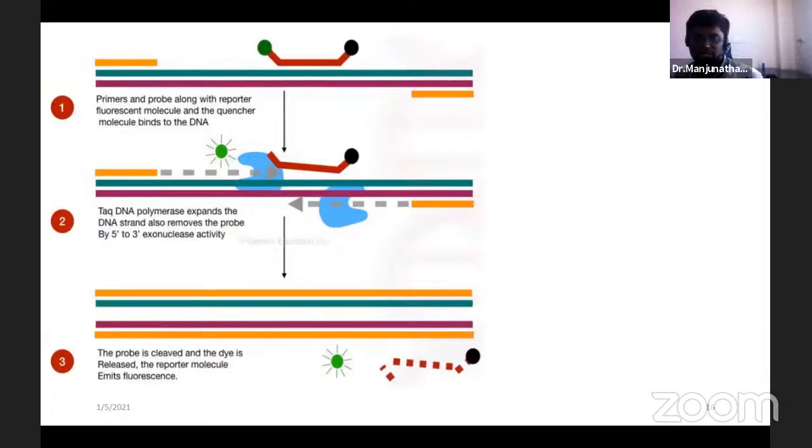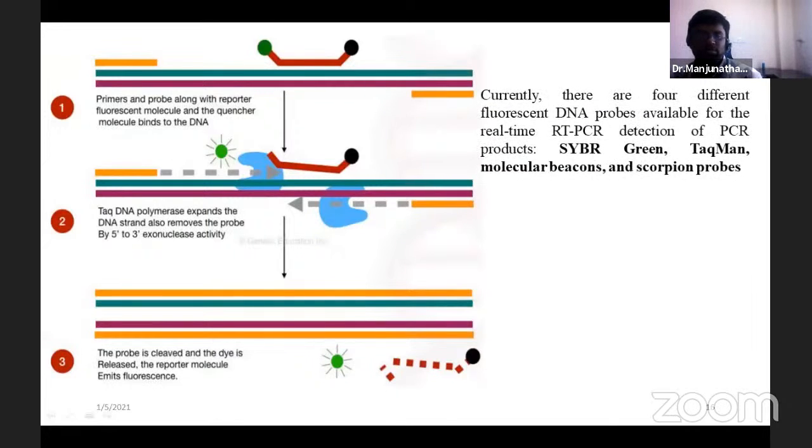At the end of the reaction, as I mentioned, there is an emission of fluorescence. That fluorescence is recorded by the monitor when the amplification happens. The fluorescence is created by adding products such as SYBR Green, TaqMan, molecular beacons or Scorpion probes. The probes are also short nucleotide sequences, which are labeled with some dyes.